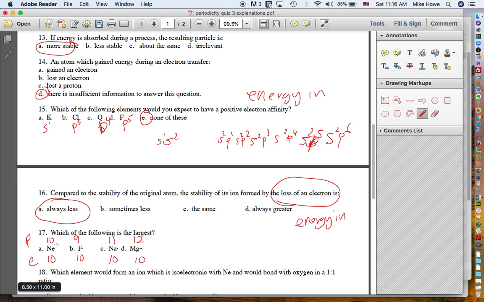So the one that's the largest is the one that will hold its electrons least tightly, because electrons are moving, they want to get away. So it's going to be the one with the fewest protons, and that's going to be fluorine.